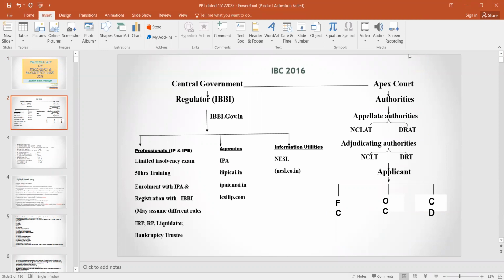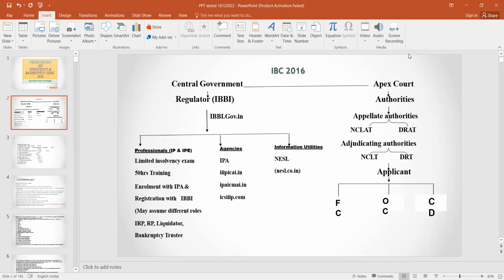Central government, by way of notification, notified IBBI as the regulator for this Insolvency and Bankruptcy Code. The website where very useful information regarding rules, regulations, acts, and disciplinary cases is available is the IBBI website. On ibbi.gov.in, you can download the Code, rules, regulations, disciplinary cases, etc.